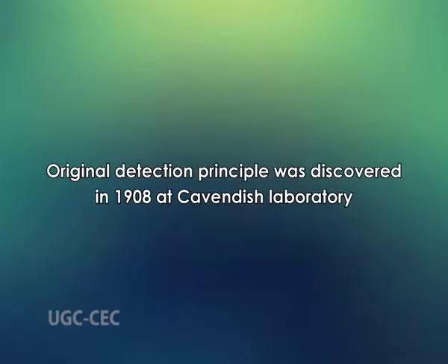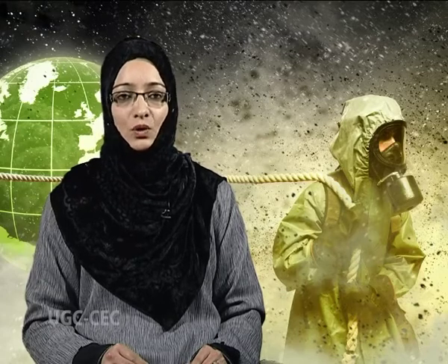The original detection principle was discovered in 1908 at the Cavendish Laboratory, but it was not until the development of the tube in 1928 that the counter became a practical instrument. Since then, it has been very popular due to its robust sensing element and relatively low cost.